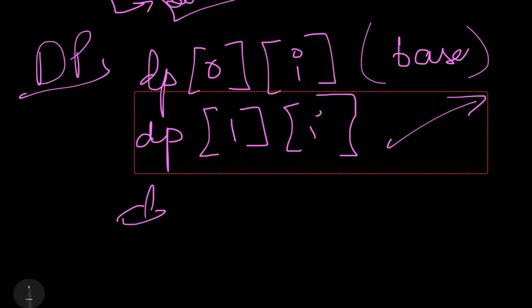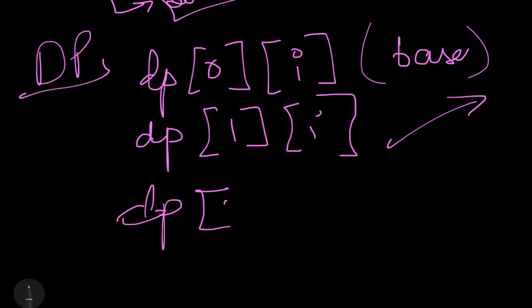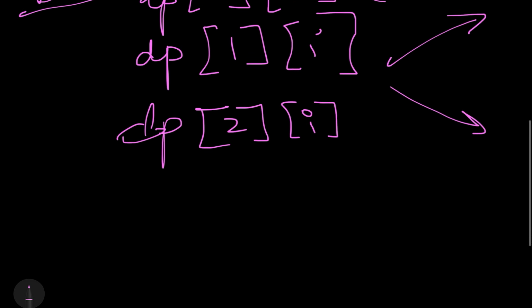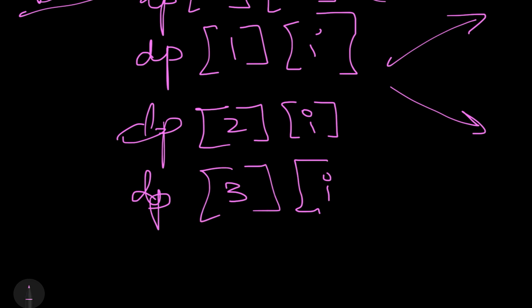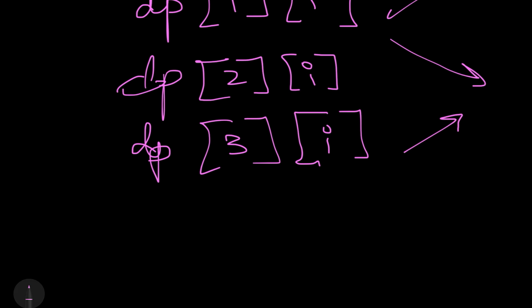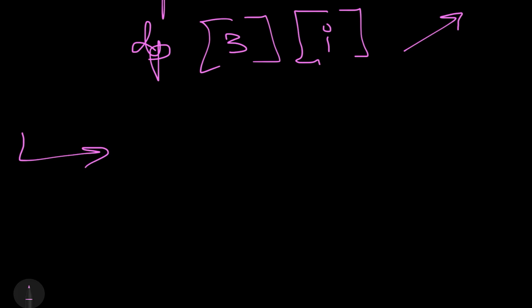Then dp of 2 and I would give us a strictly decreasing phase, and then dp of 3 and I would give us again a strictly increasing phase. So this would represent our complete trionic subarray. Now let's see with the help of code how we'll do that.